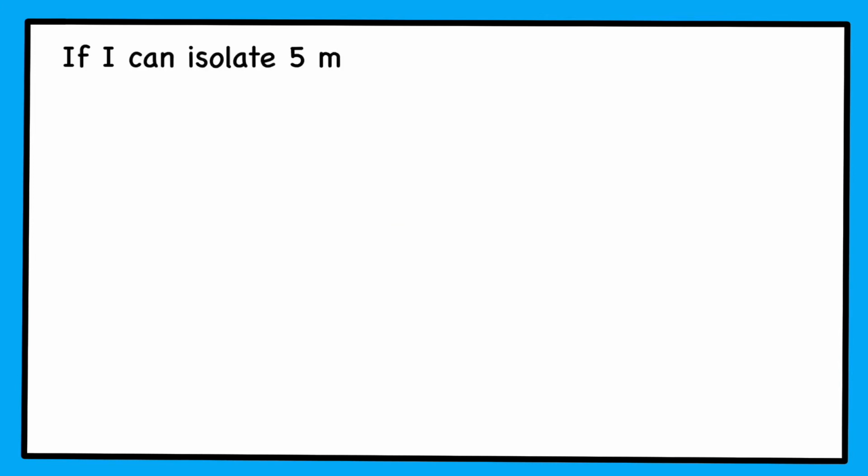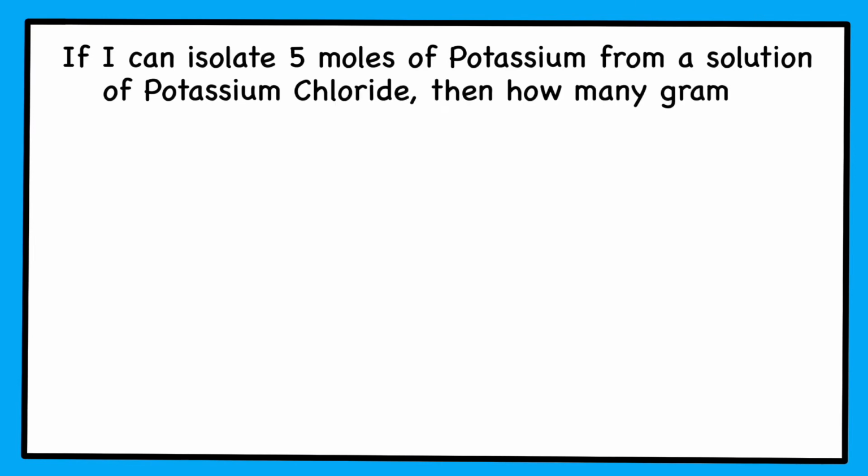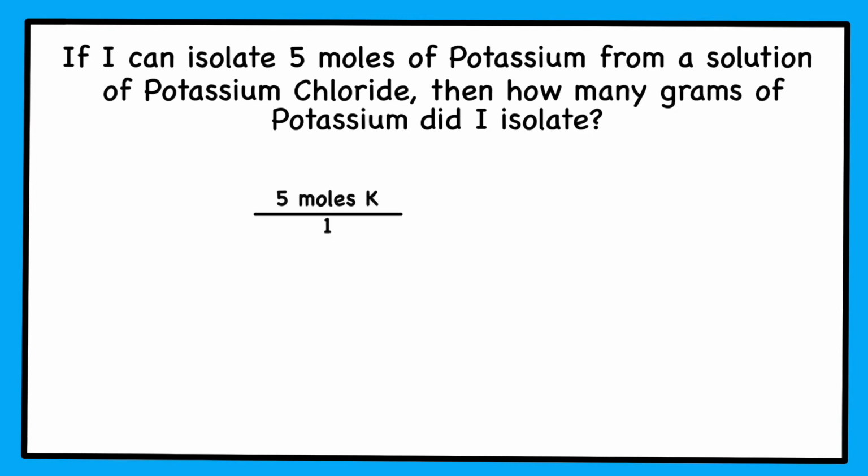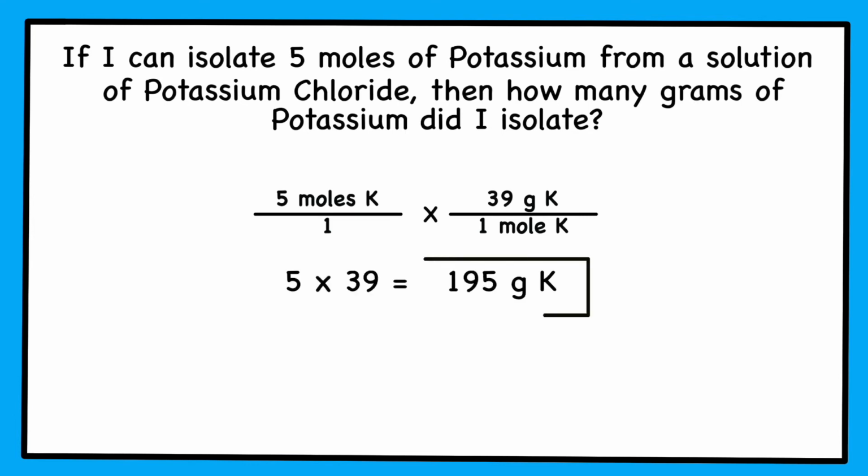Now for our third one. If I can isolate 5 moles of potassium from a solution of potassium chloride, then how many grams of potassium did I isolate? So I have 5 moles of potassium over 1. Then I'm going to multiply that by X grams of potassium over 1 mole of potassium. That X grams is our atomic mass. If I go look at the periodic table, that's 39 atomic mass units, so it's going to be 39 grams of potassium over 1 mole of potassium. So now it's just basically multiplying 5 by 39, and I get 195 grams of potassium.